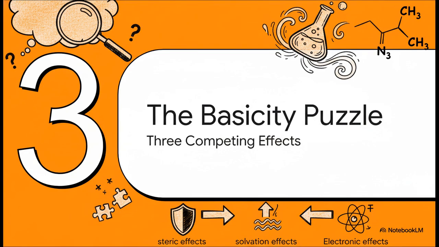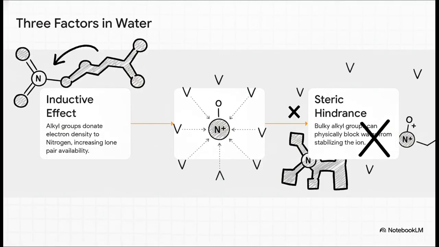All right, time to solve this basicity puzzle. It turns out, an amine's actual strength when it's in water isn't about just one simple thing. Nope, it's this delicate, fascinating dance between three competing effects. Let's break this down. First, you've got something called the inductive effect. Basically, alkyl groups, carbon chains, are generous. They push electron density towards the nitrogen, which makes that lone pair even more eager to grab a proton. Makes sense, right? More push, stronger base.